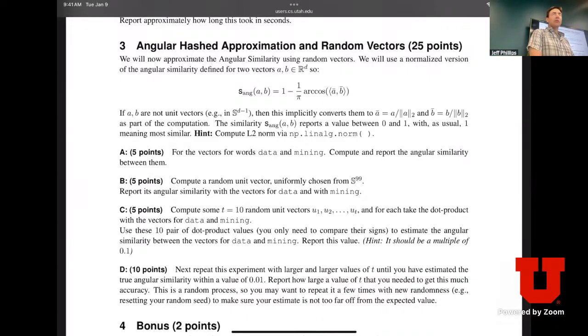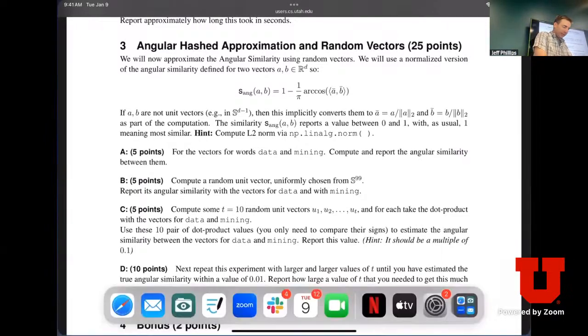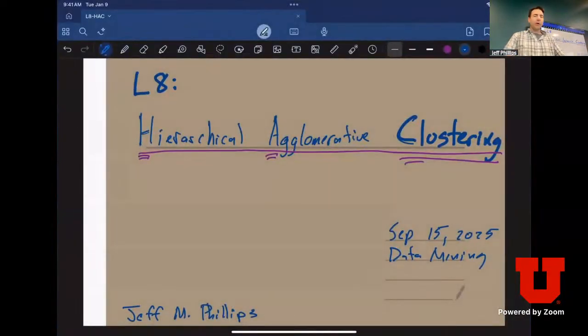All right, any questions on the homework? If you get stuck, the TA has office hours today and tomorrow. All right, well, then let's get started on clustering.